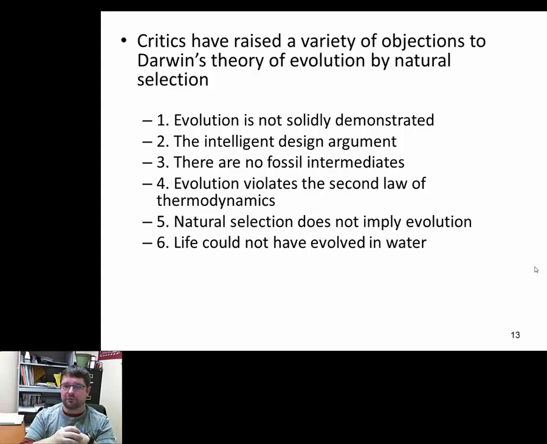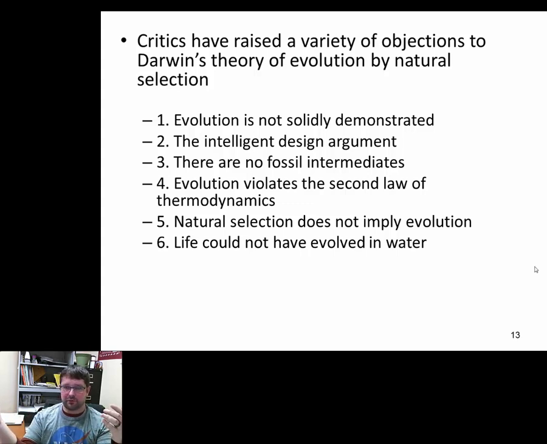Another criticism is that natural selection doesn't imply evolution. This is absolutely true, and most biologists would say so, because natural selection is nature selecting an organism to survive. If the traits that allowed that organism to survive are not passed on to the next generation, then there's no evolution.